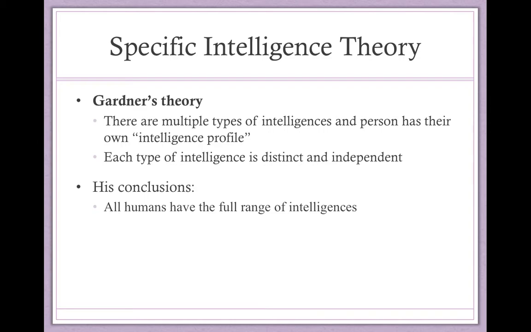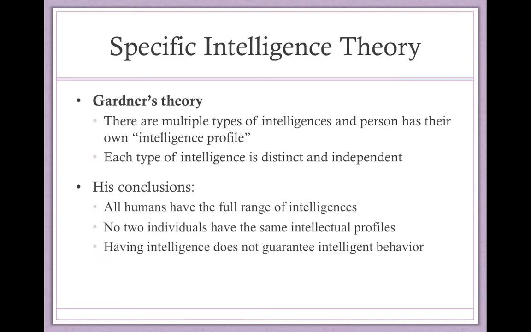And his conclusions about intelligence are that all humans have the full range of intelligences. Some of them might score low on some intelligences, but they have some sort of ability. It might be a very low ability, but they will have some sort of knowledge or skill or ability in that realm. And he also says no two individuals have the same intellectual profiles. So no one has the same skills and the same sets of abilities. We are all at different levels of intelligence. And that's because there are so many different types of intelligence.